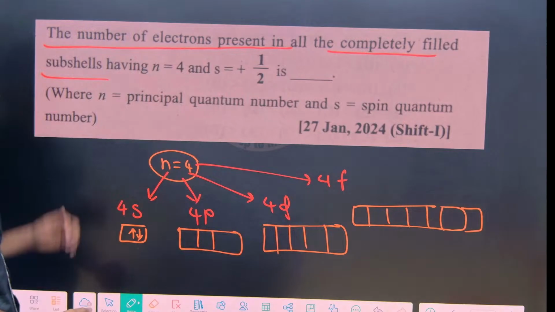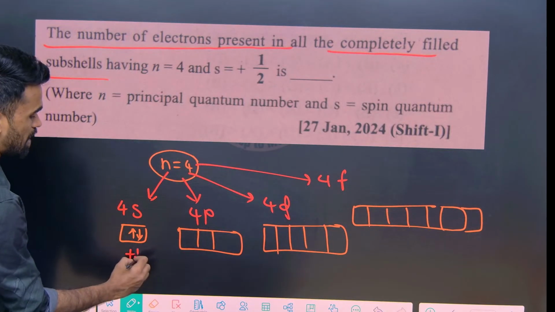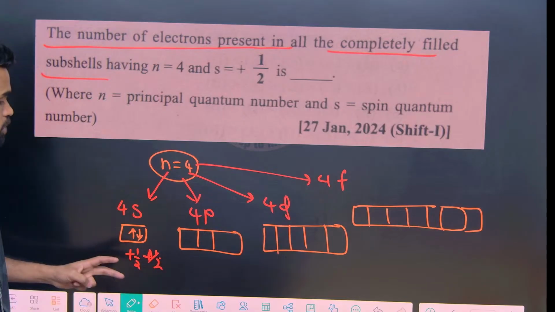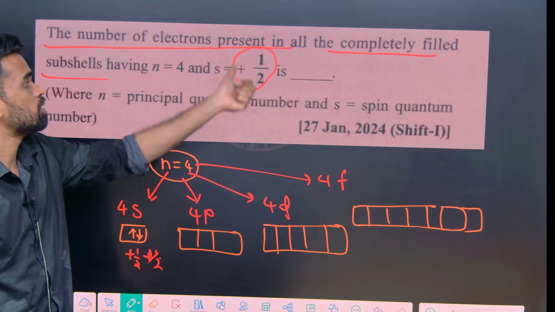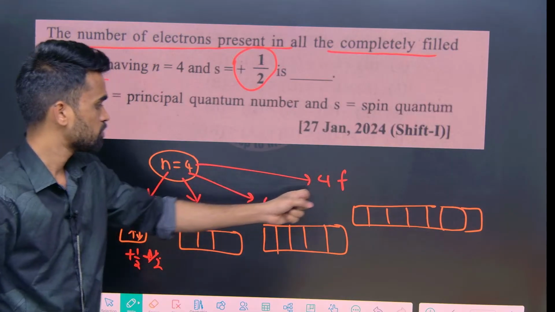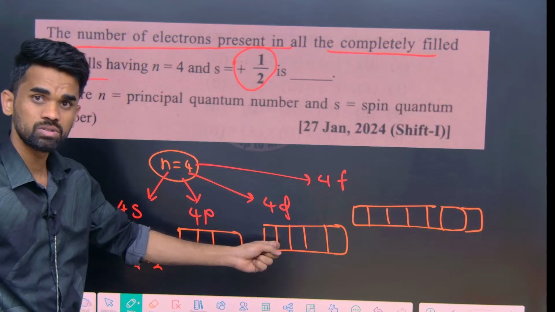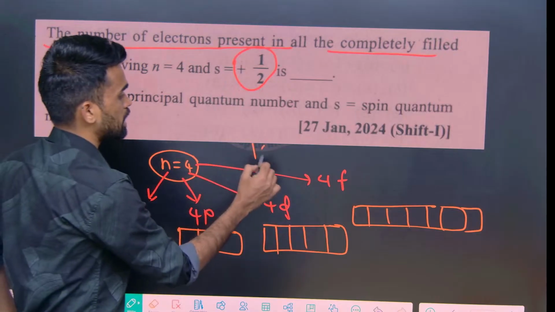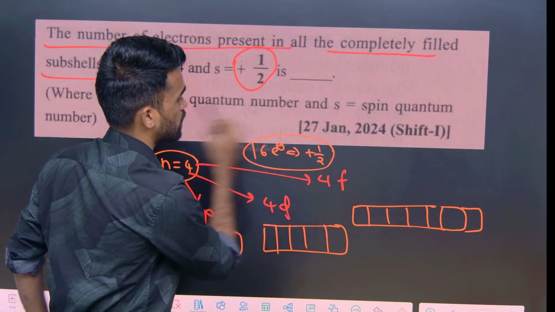Now they are saying completely filled. In each orbital there will be plus half and there will be minus half. So it means in each orbital there are 2 spins possible. Out of that, they are asking only for the plus half spin. How many orbitals are there totally? 7 plus 3 is 10, plus 5 is 15, plus 1 is 16. So a total of 16 electrons are there with plus half spin. This is how you can answer this.